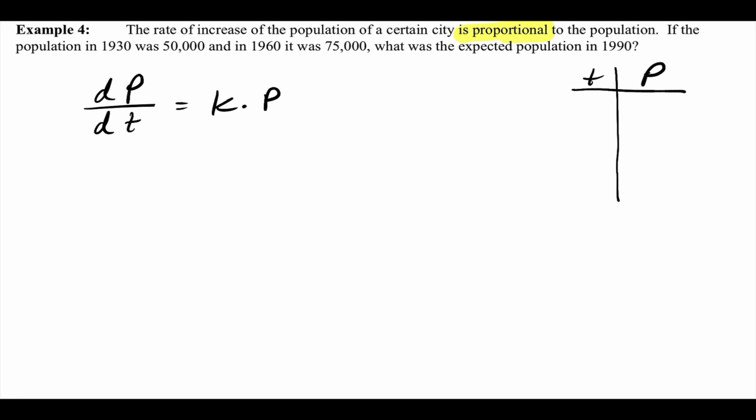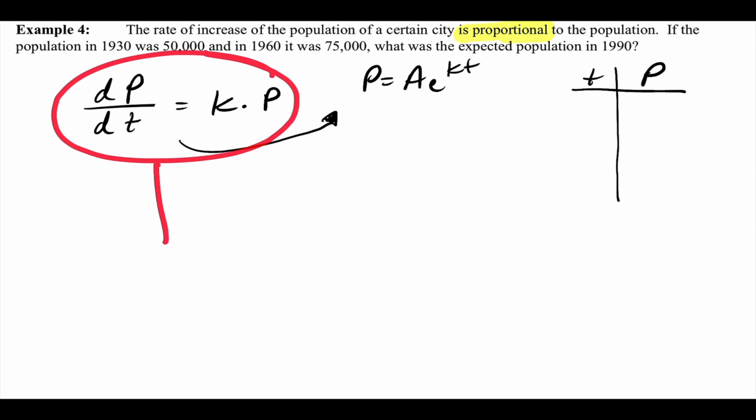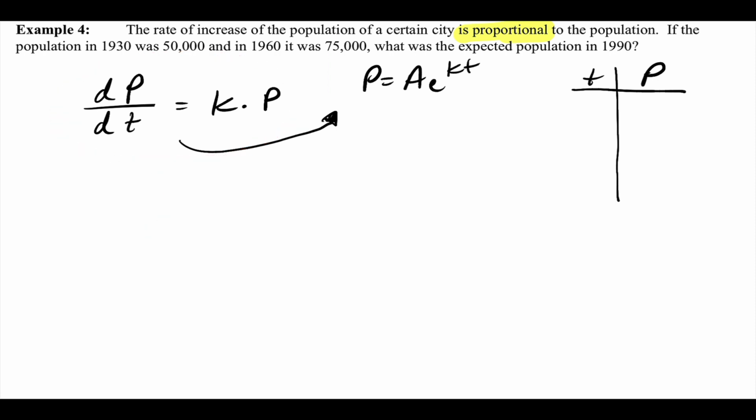Now you can separate here, that's fine. But like I said, we can just cut to the chase and say, what are we going to get if we were to separate P's on the left, T's on the right, integrate, solve for P? What are we going to get? There you go. If you didn't know that, that's okay. Just do separation of variables here.